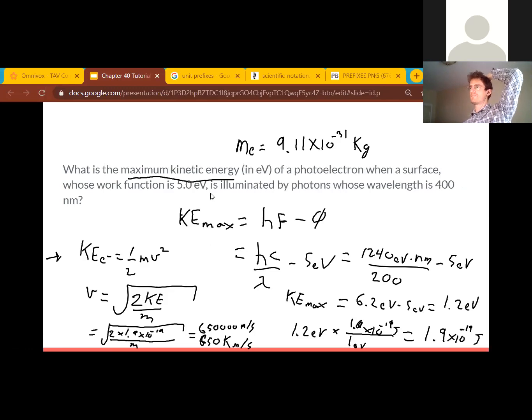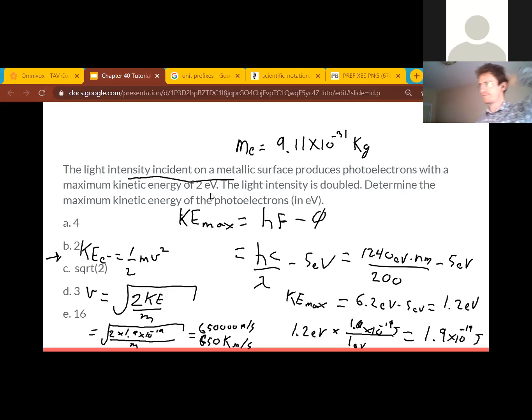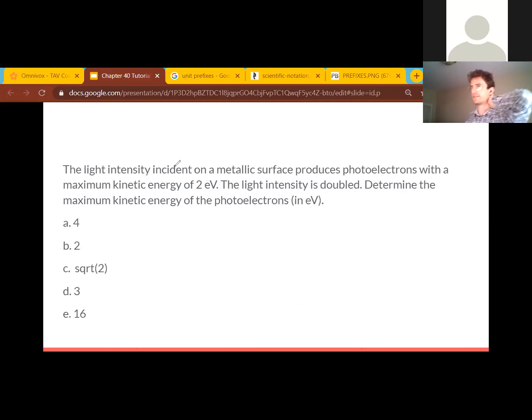So this question is actually the same as the last one, which is asking the maximum kinetic energy, which we already found is 1.2 electron volts. This question right here is new though, so let's take a look. You're told about the light intensity on a metallic surface. It's ejecting photoelectrons. You're told the max kinetic energy, and you're told that the light intensity is doubled. Find the new kinetic energy.